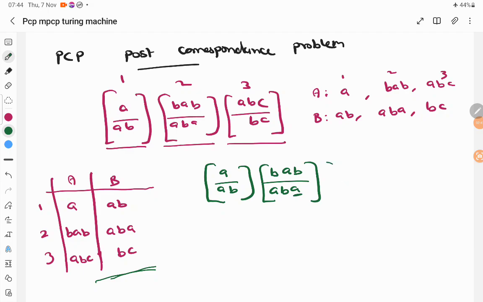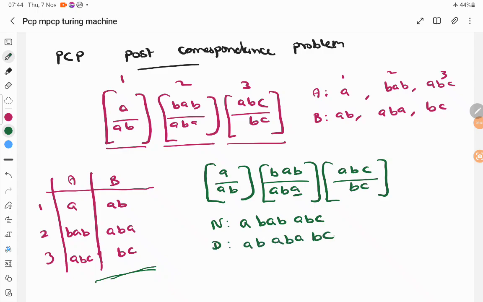Now I have an extra A at the bottom, so I have to choose another domino like ABC and BC. So this A matches, B matches, C matches. Okay, now combine all the strings of the numerator: I have A, BAB, ABC, and for the denominator I have AB, ABA, and BC. See, the string formed by the numerator and the string formed by the denominator are the same. So this is the solution: this is your first domino, second domino, and third domino. By arranging them in the pattern 1, 2, 3, I got a solution for it.